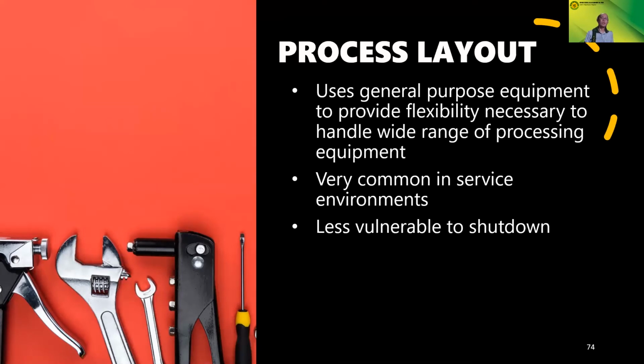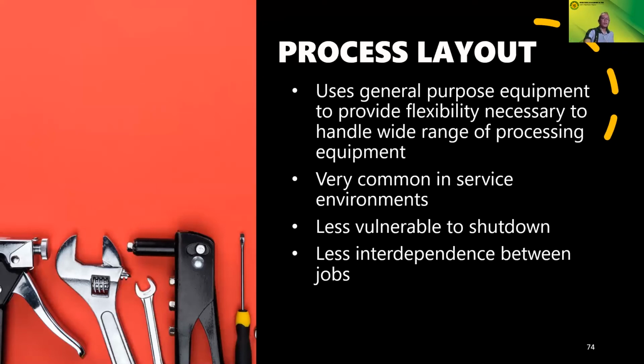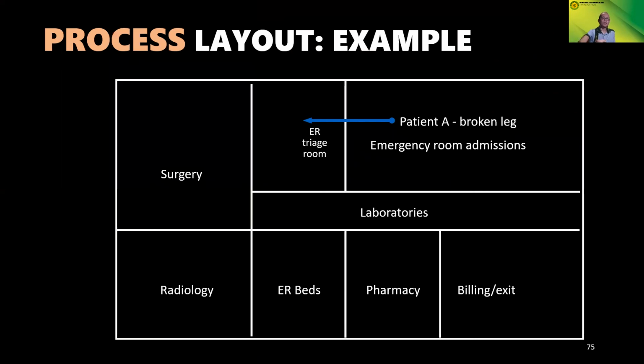Because equipment in a process layout is arranged by type rather than by processing sequence, the system is much less vulnerable to shutdown caused by mechanical failure or absenteeism. In manufacturing systems especially, idle equipment is usually available to replace machines that are temporarily out of service. Moreover, because items are often processed in batches, there is considerably less interdependence between successive operations than with the product layout. So this is an example of a process layout in an emergency room of a hospital.